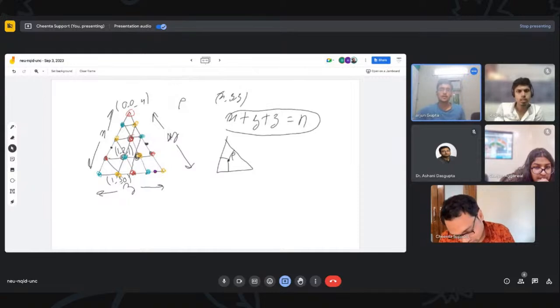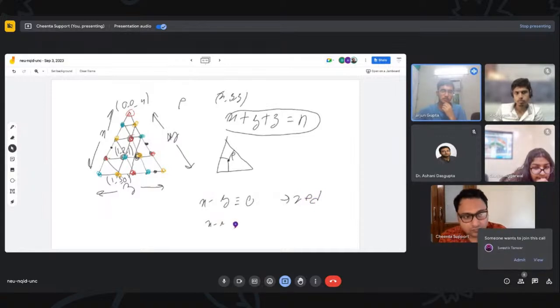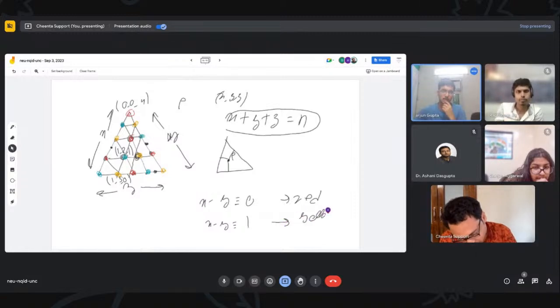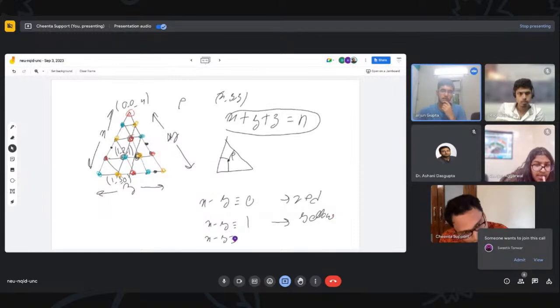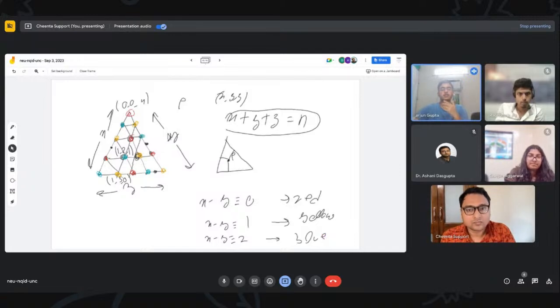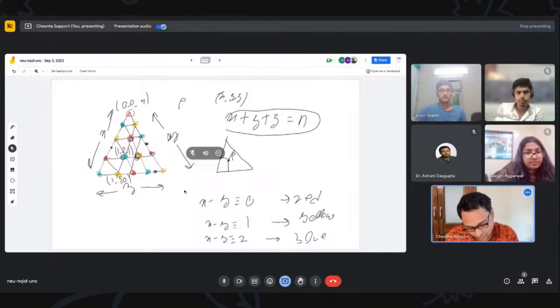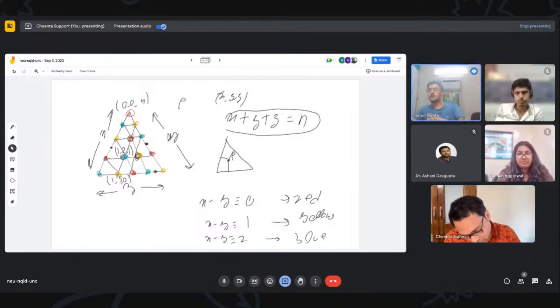So the points for which x minus y is congruent to 0 are colored red, for which x minus y is congruent to 1 are colored yellow, and for which x minus y is congruent to 2 are colored blue. I think you can all notice how this is being colored. And from this more formal definition, it is quite easy, not quite easy, but doable, to show that in any triangle we have exactly one blue, one red, and one yellow vertex.